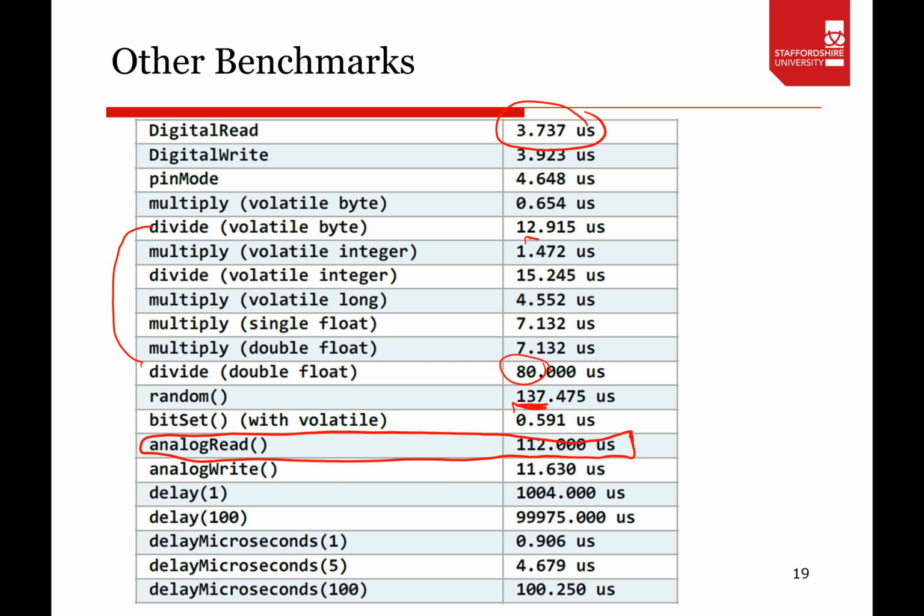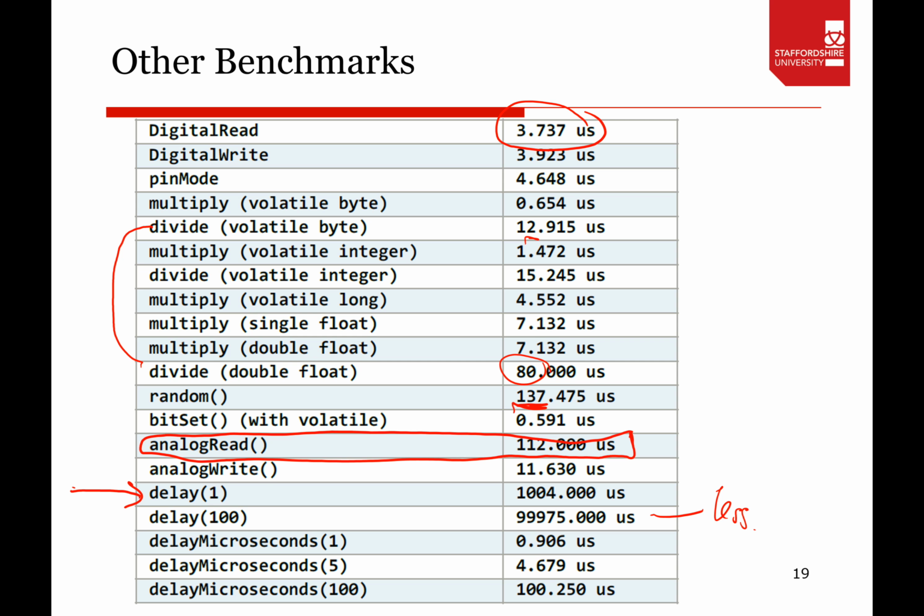The other thing to note on this slide is the delay of 1 produces, on average, a delay of 1004 microseconds. So that's just over 1 millisecond. Whereas a delay of 100 produces 99,975 microseconds, which is actually less than the delay required.